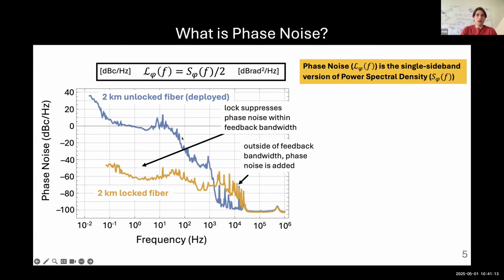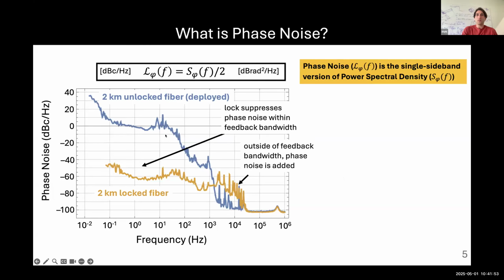So what I'm showing you here is basically the phase noise of a fiber, a couple kilometer fiber that we've deployed. And when we don't lock it, it looks like this curve in blue. So you can see there's a ton more noise at low frequencies. So this is 1 hertz, 100 millihertz, and so on. And it's a log scale, right? So there's actually a lot of noise close to DC. But then there's not that much noise at higher frequencies.